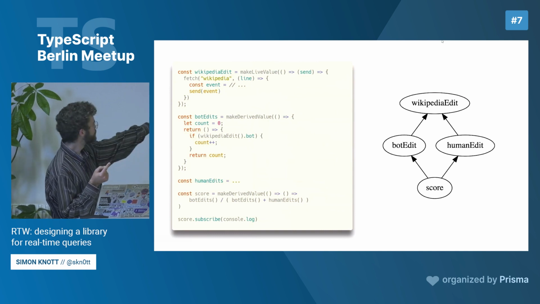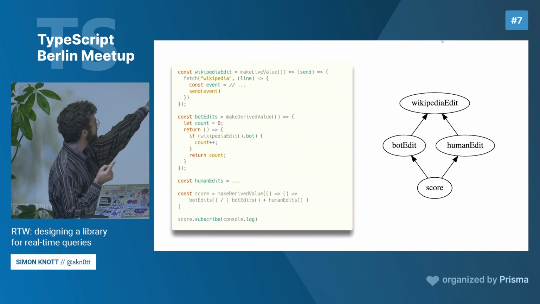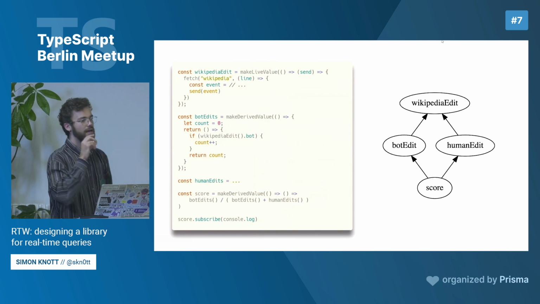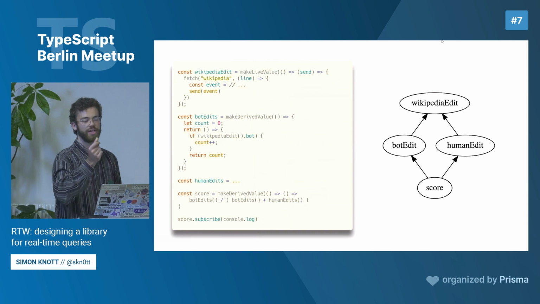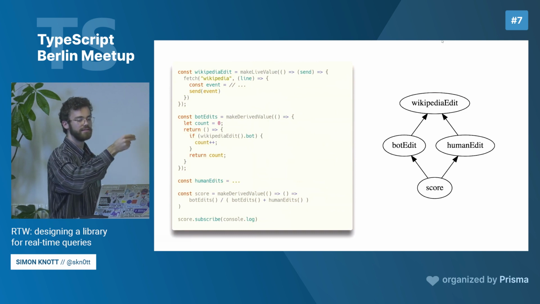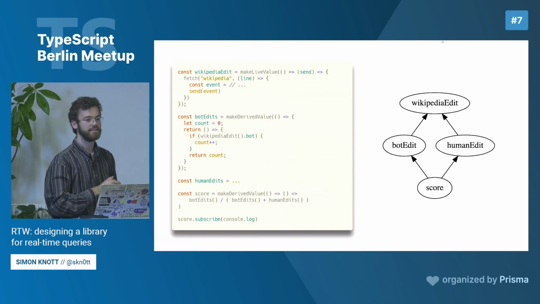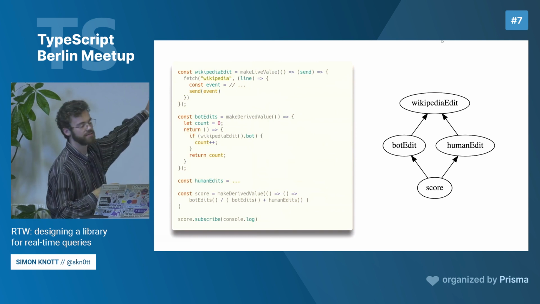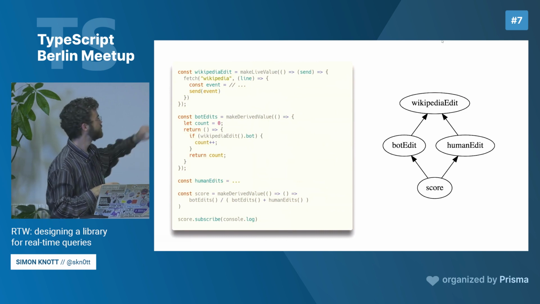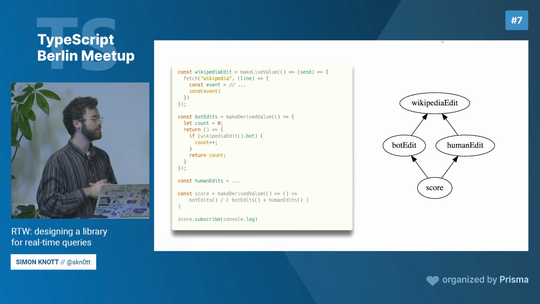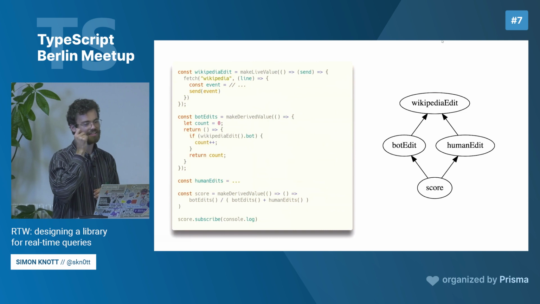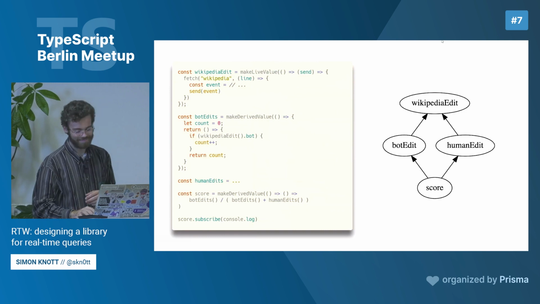You have the stream score, the stream human edits, bot edits, and Wikipedia edit. But as opposed to RxJS, where you'd need to very explicitly say this stream depends on that stream and all these dependencies, it is very implicit here. You just use the stream, you call it, and then the framework does all of the recognition stuff. I think that's the sneaky bit.